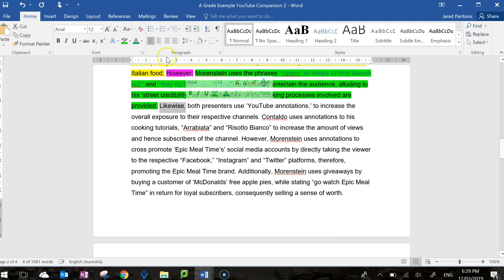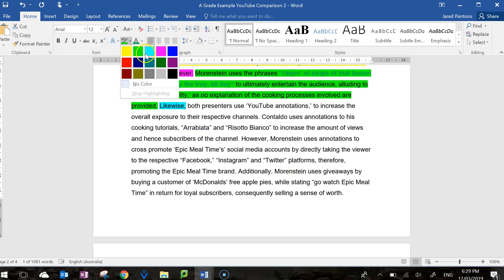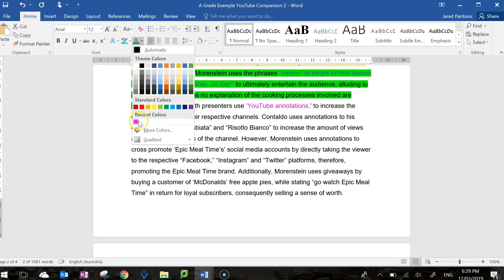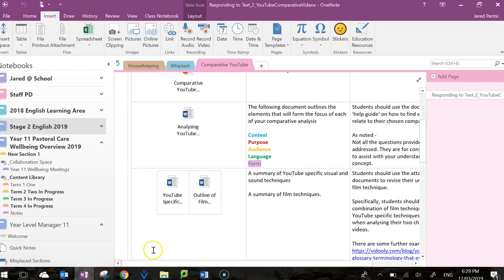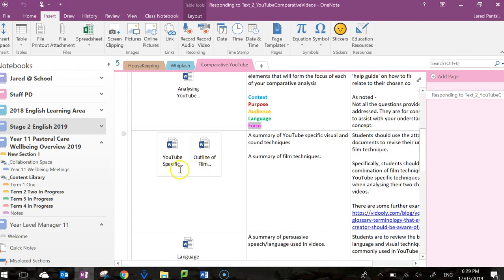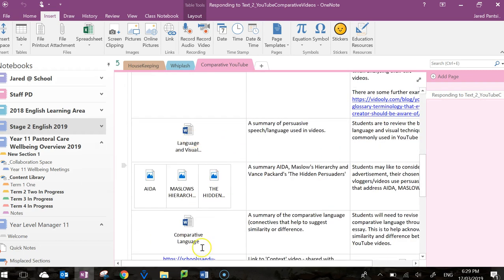Likewise, both presenters, so if we use likewise, we know it's going to be noting similarity. Both presenters use YouTube annotation, so there's that great technical language of the specific terminology of the technique, which you could easily find in the OneNote under analyzing YouTube once you've answered the questions, but using the actual summaries of film and YouTube specific techniques and language along with the persuasive.